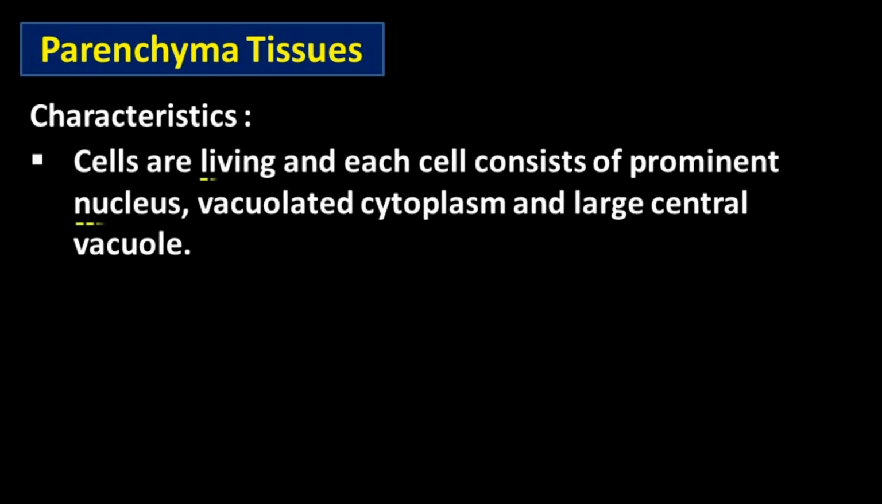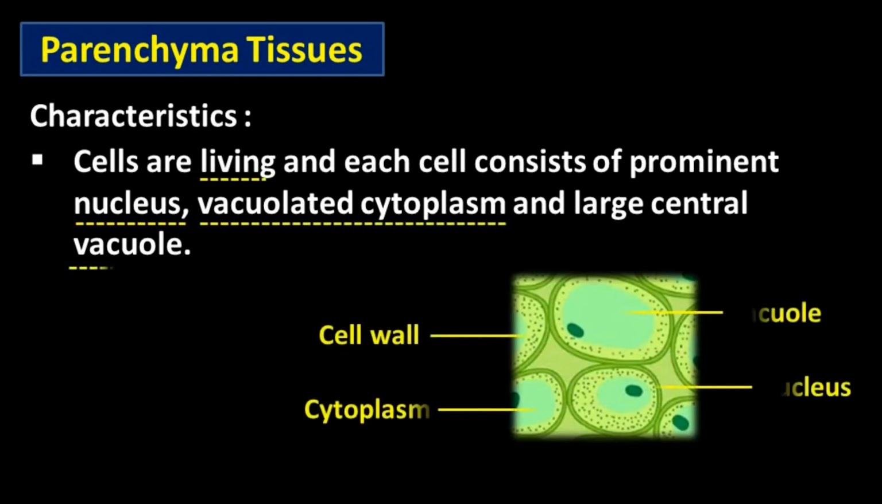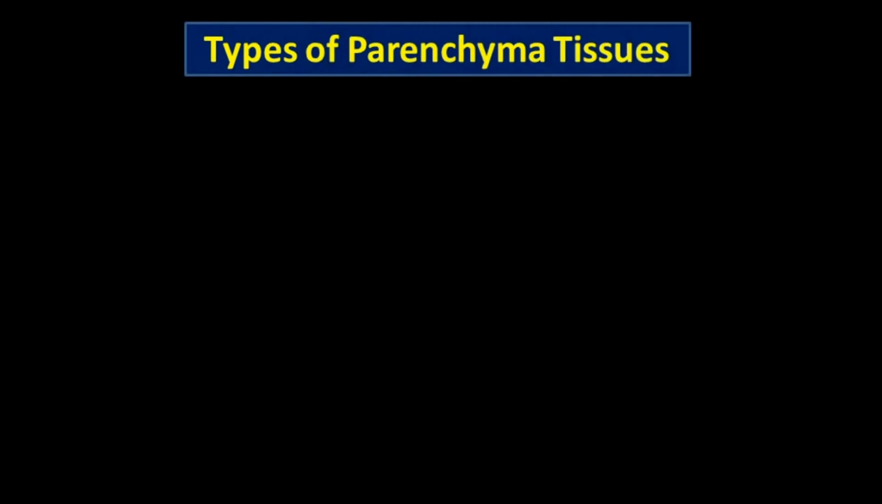Cells are living and each cell consists of a prominent nucleus, vacuolated cytoplasm and a large central vacuole. एक तो ये living होते हैं, they have a prominent nucleus, vacuoles are present in the cytoplasm and these are large inside. So these are the parenchyma tissues.